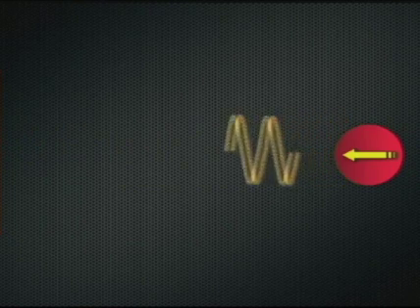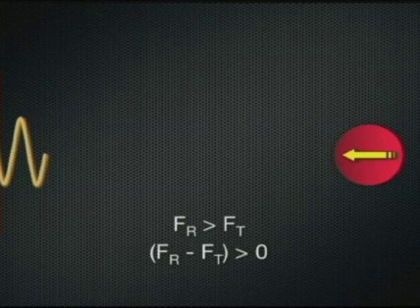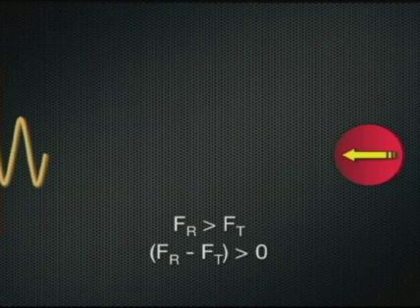Now, if, on the other hand, the object is moving, in this case toward the transducer, the reflected frequency is greater than the transmitted frequency, or the difference between the reflected and transmitted frequency is greater than 0. It's the difference between the reflected and transmitted frequencies that is referred to as the Doppler frequency shift.